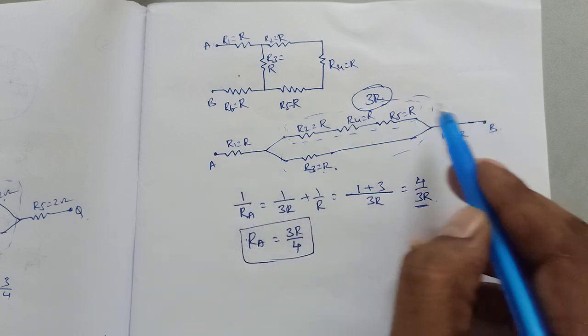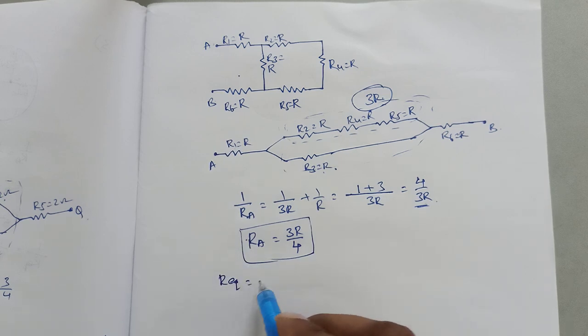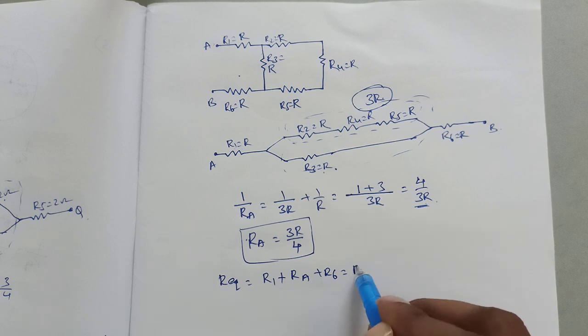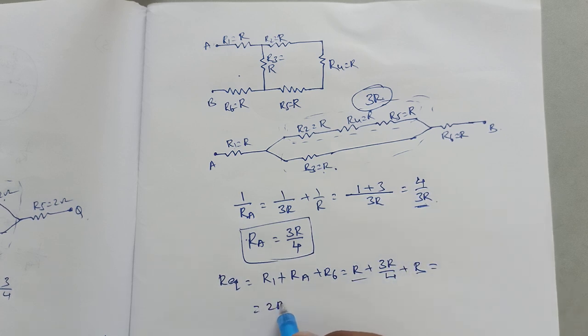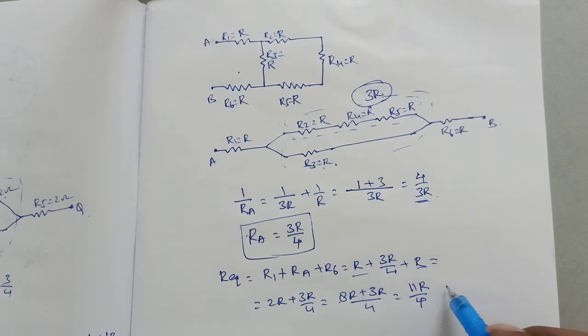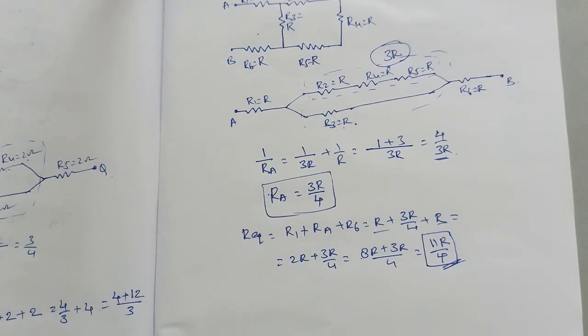Now we add this value to the remaining ones, because this is in series with this box and this one is also in series with it. Then the equivalent resistance is R1 plus RA plus R6. R1 is R, plus 3R by 4, plus R6 is R. R plus R is 2R, so 2R plus 3R by 4. The LCM is 4, so 8R plus 3R by 4 is 11R by 4. So the equivalent resistance is 11R by 4. Like this we can easily find equivalent resistance in different combinations.